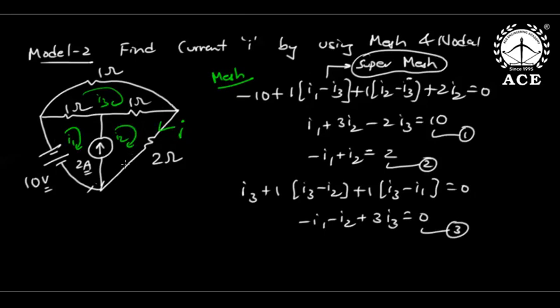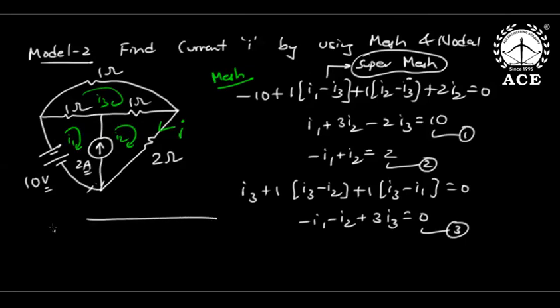I is the current flowing in the 2 ohm branch, which is the external branch of mesh 1. The external branch of mesh 1 is I2 only. Sorry, external branch of mesh 2. Let me correct it. I is the current flowing through 2 ohms, which is the external branch of mesh 2. So I is I2. Now from these, let me solve.